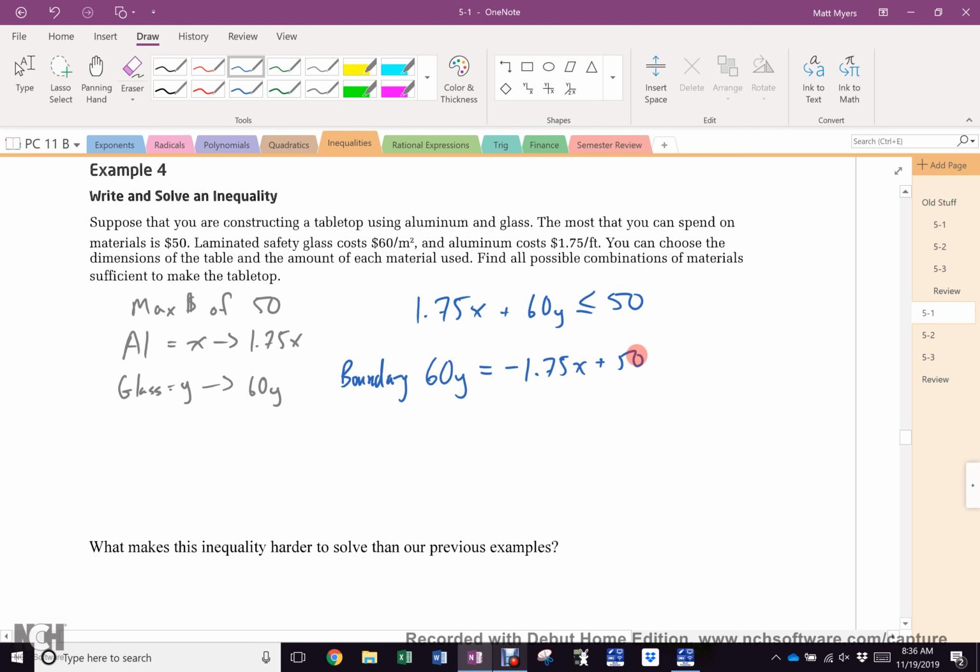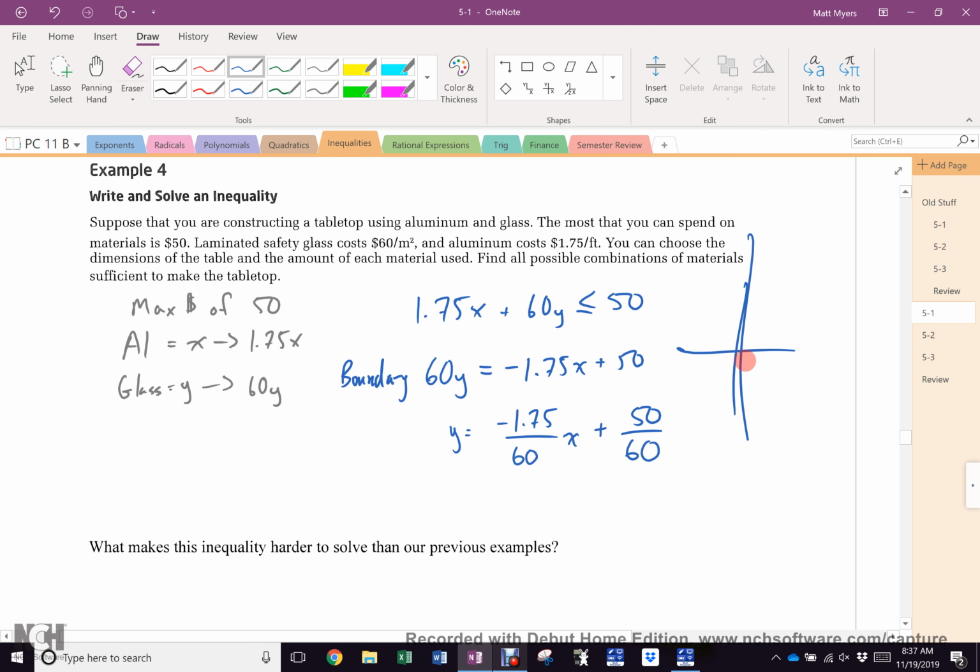What would you do now? We're isolating Y. We're just putting it in slope-intercept form, exactly like we've done 8 times. What would I do now? Thank you. Y equals negative 1.75 over 60x plus 50 over 60. Is that easy to graph? Why not? What's the slope? Oh, 1.75 over 60. Barf. Yes? Everyone agrees, right?